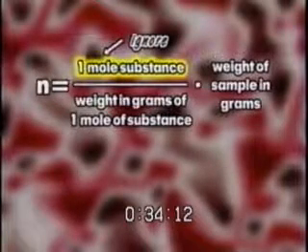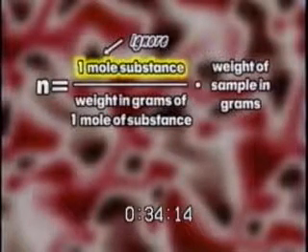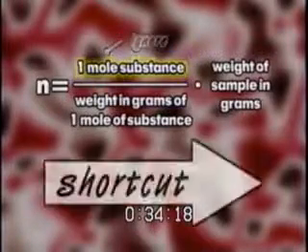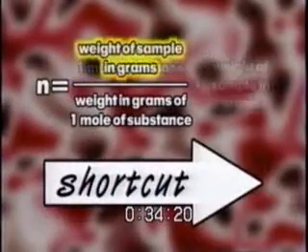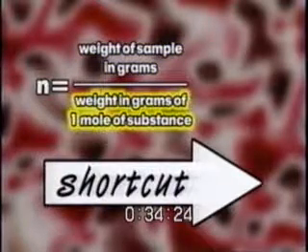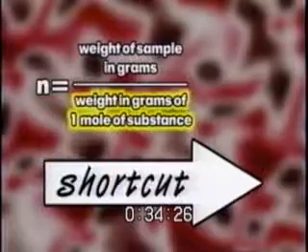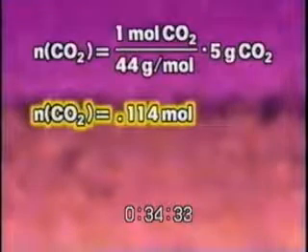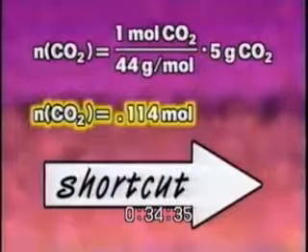You can just ignore the 1 mole of substance in the numerator because it doesn't do anything for the values in your equation. Just take a shortcut and put the mass of your sample right over the molecular or formula weight in grams per mole of your substance and calculate it that way. So for instance, this is how we converted carbon dioxide from grams to moles in the pressure calculation we just did. Let's do it again using the simplified version of the equation.